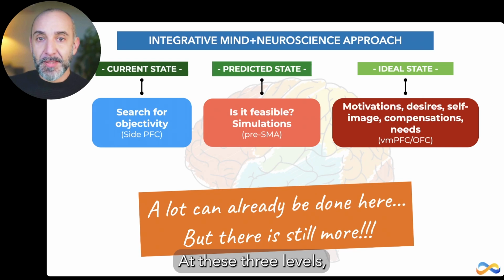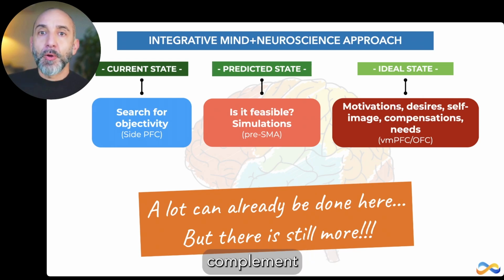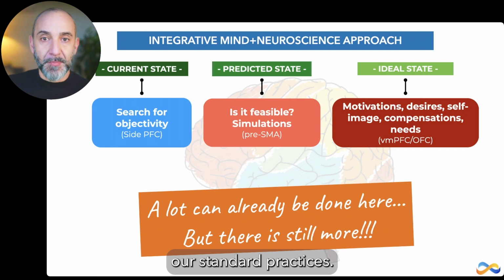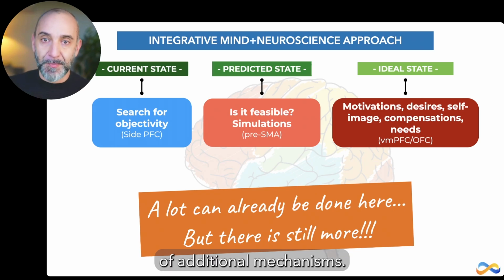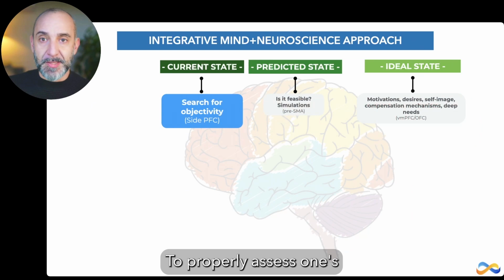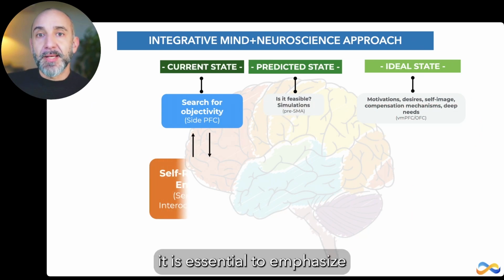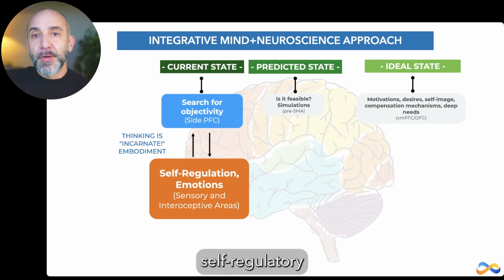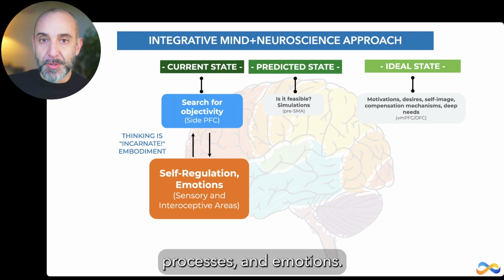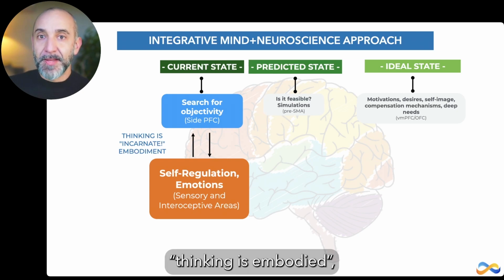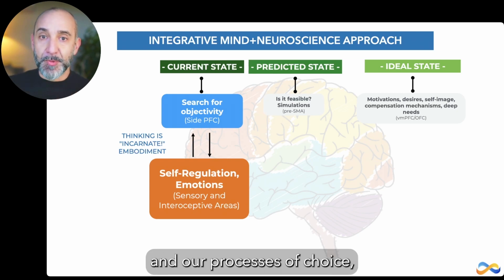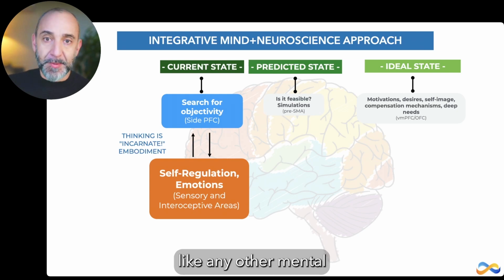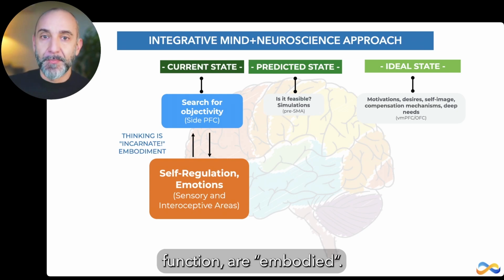At these three levels, numerous interventions complement our standard practices. However, the complexity of our brain requires a deeper exploration of additional mechanisms. To properly assess one's current state, it is essential to emphasize the unity between cognitive thinking, self regulatory processes, and emotions. As it is said, thinking is embodied, and our processes of choice, like any other mental function, are embodied.